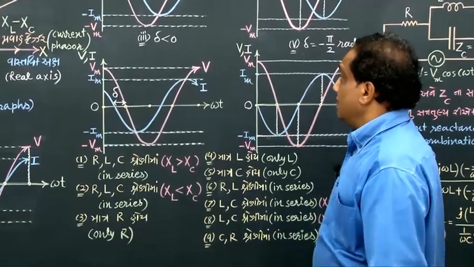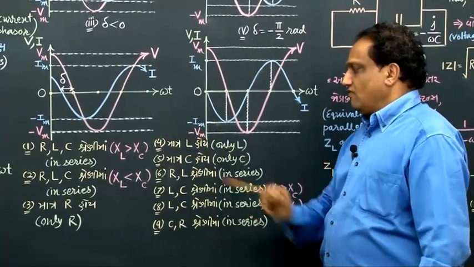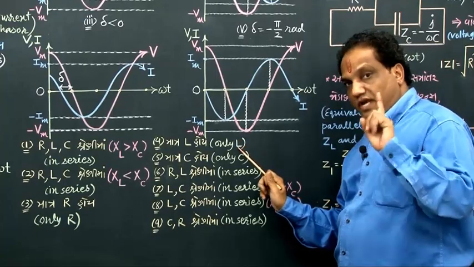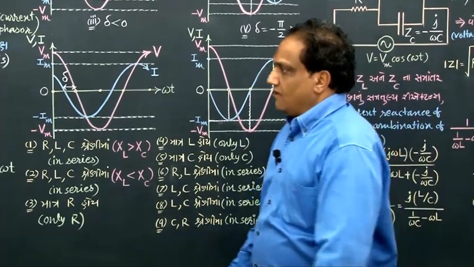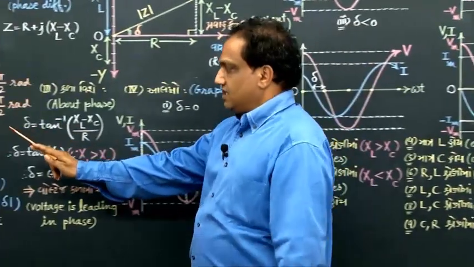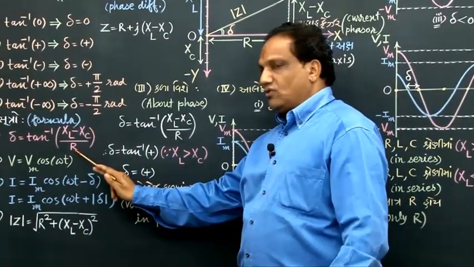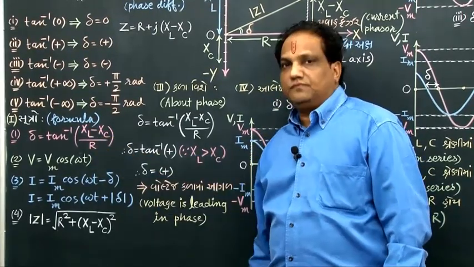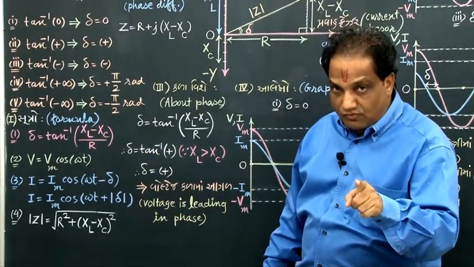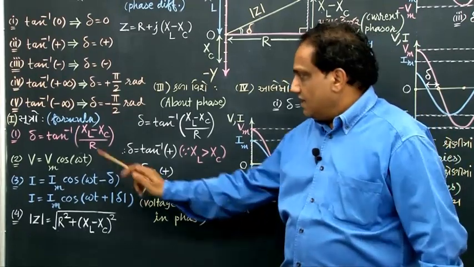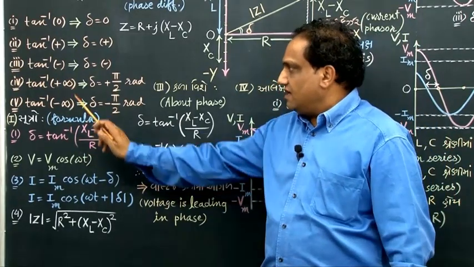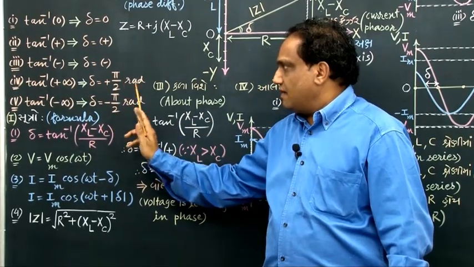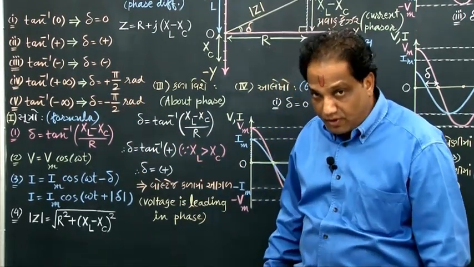Now we go for circuit number 4. Circuit number 4 is that in which only inductor is there. Only inductor. Fine. When capacitor is not there, XC is 0. When resistance is not there, R is 0. So positive number divided by 0 will give you plus infinity. Tan inverse of plus infinity, then delta is plus pi by 2 radian.